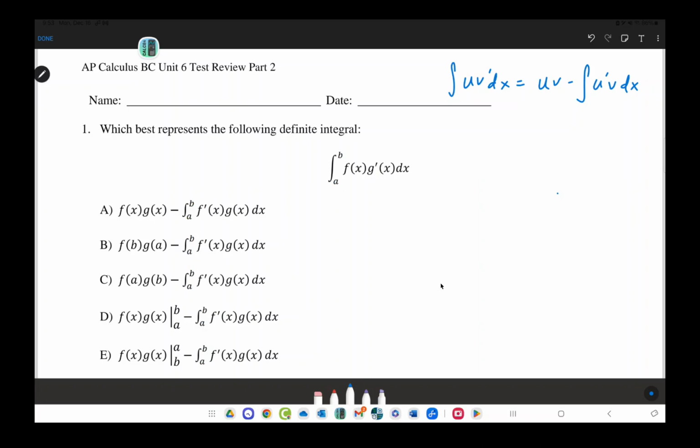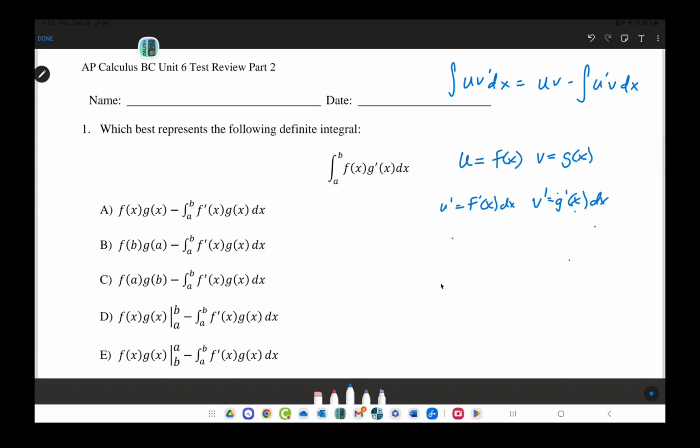So now in this case, u is f of x, right? v prime is g prime of x dx, which means v is g of x, and u prime is f prime of x dx.